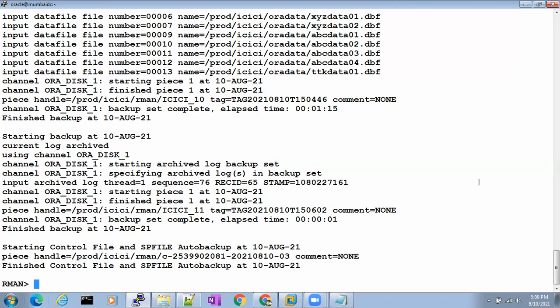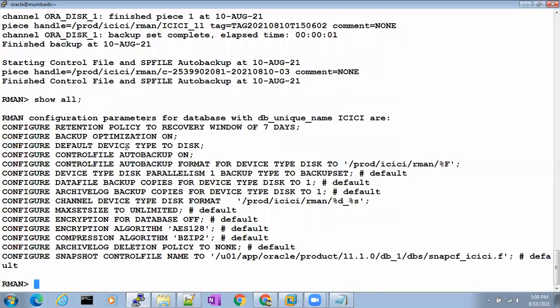Understood about this? Yes, sir. Okay, great. So that is what I told you yesterday. When you keep the optimization on, RMAN will play a very intelligent role. That is what I told you. Okay.